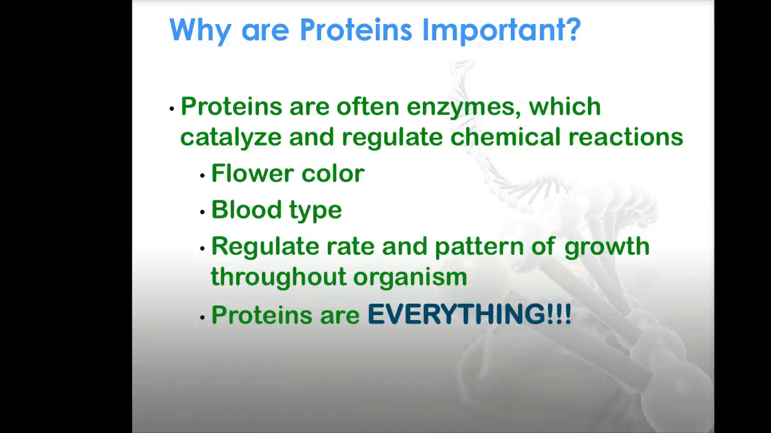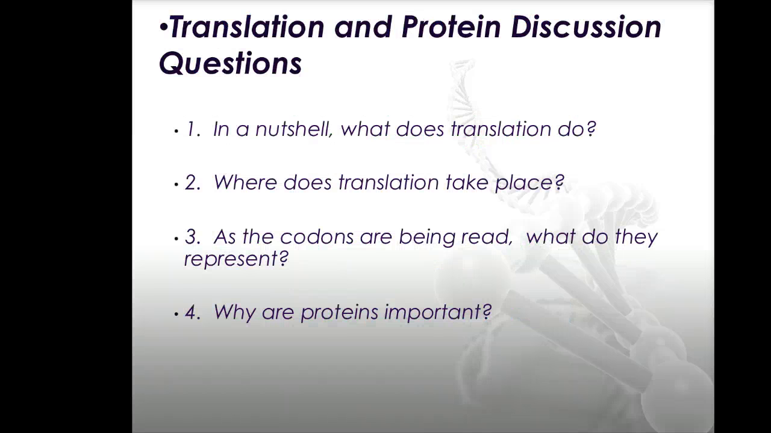So here's a couple questions just to think about, and we will talk about these in class as well. In a nutshell, what does translation do? You need to be able to tell me the main purpose of translation and how that works. Where does translation take place? That is very important that you know that. And really think about it. If you know what translation is, you know that one of those parts of translation is locked into a specific place in the cell and it can't leave that certain place. So obviously then you would figure out where that happens, where the copy of that happens.